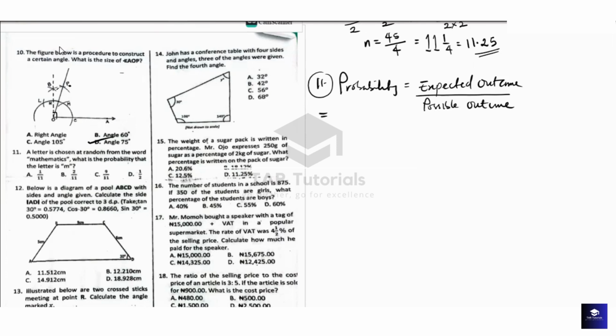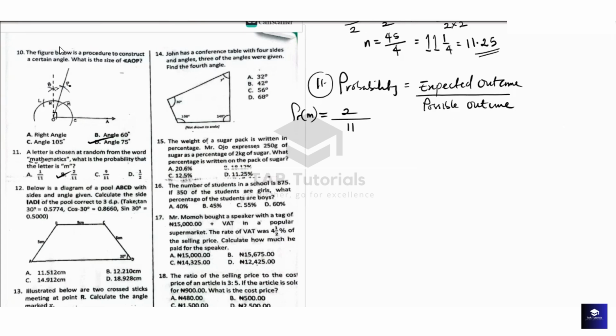Now, taking a look at this, what are we asked to look for? We are asked to look for the probability that the letter that is chosen at random is M. How many times is it possible for M to come out? How many times are we expecting it to come out? In the word mathematics, we have two M's there. So we say probability of M, with the expected outcome, is just 2 all over the possible outcome. The possible outcome is simply talking about all the letters that can come out. And altogether, we have 11 alphabets in mathematics. So the possible outcome is 11. So we have 2 over 11 to get our answer. And that is option B.